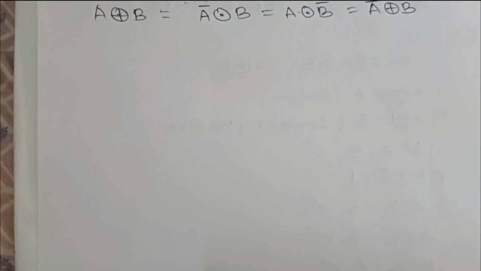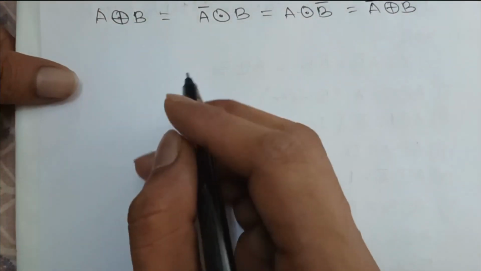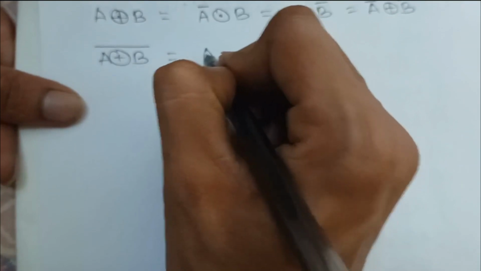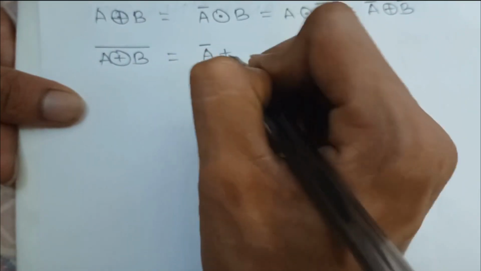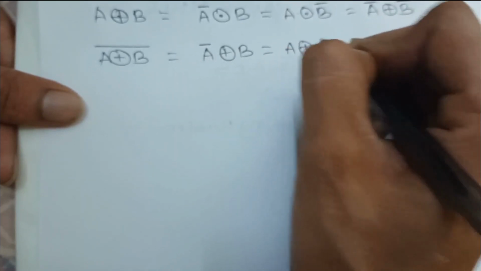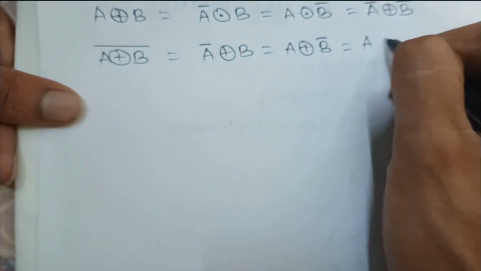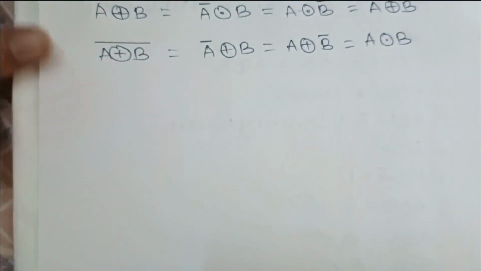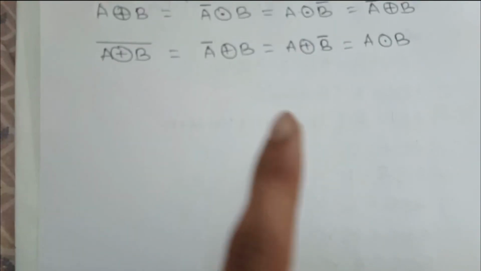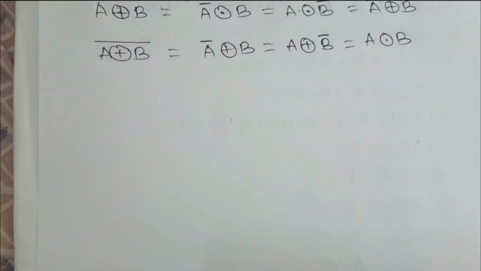Suppose A XOR B is written and the whole complement is taken like this. This can be further written as A bar XOR B or A XOR B bar or A XNOR B. This is how the complement is going to be distributed over the XOR operation. Hope this is clear to you all.